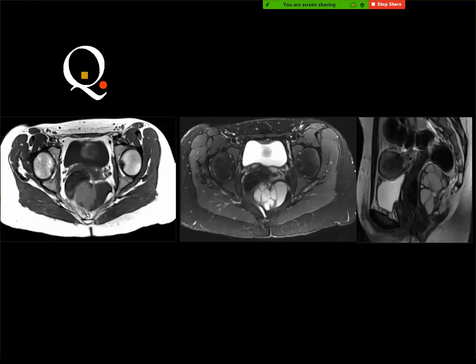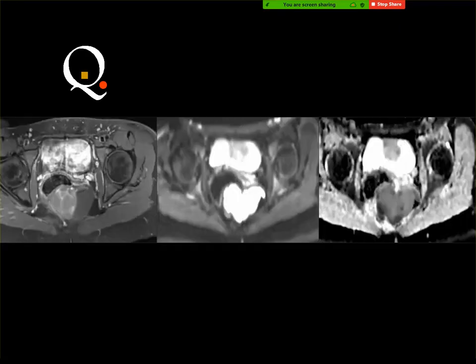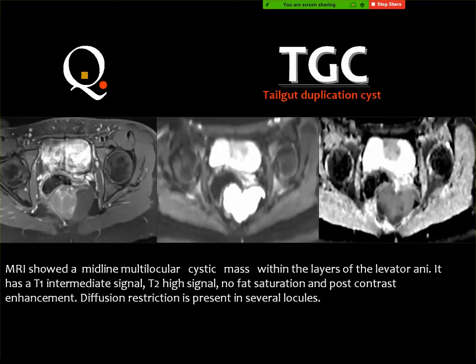This is tailgut cyst. Very good. And this is tailgut cyst, which is one of the known cysts in the presacral area, retrorectal, and this cyst in particular usually shows diffusion restriction, as you can see here.